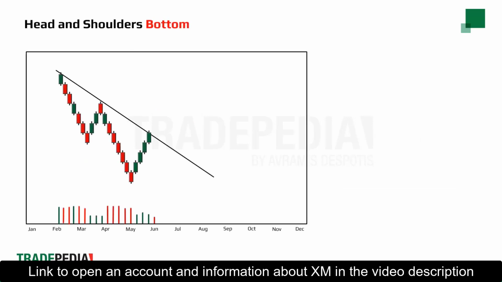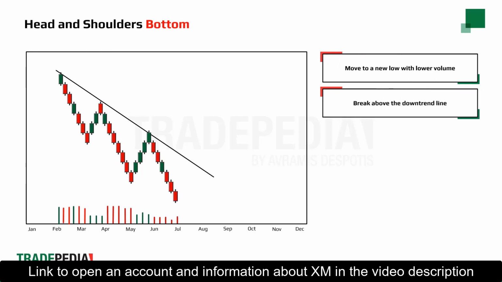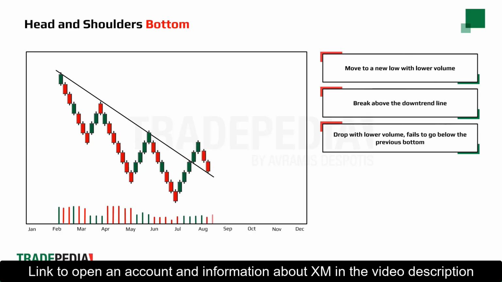For head and shoulders bottom, it is just the opposite. A decline to a new low accompanied by lower volume levels, and a break above the downtrend line. Then a dip on lower volume levels fails to go below the previous bottom. At this point, we can identify the neckline by drawing a straight line connecting the two previous tops.